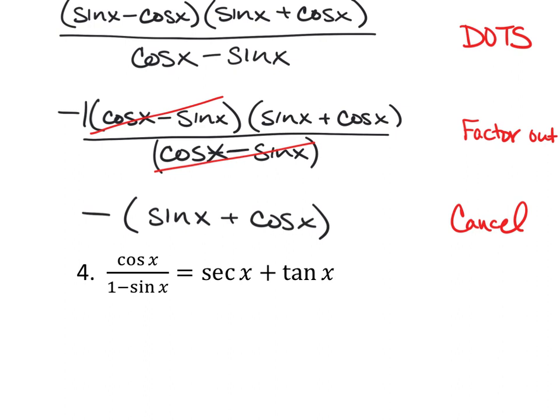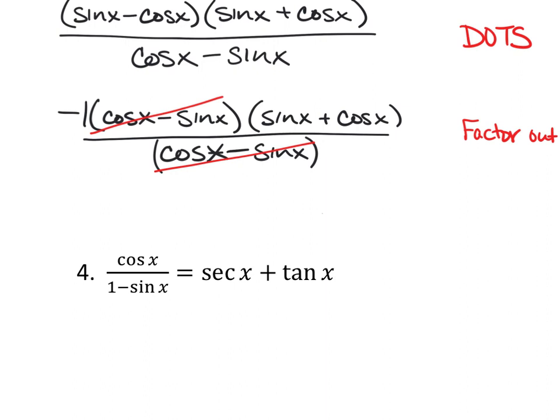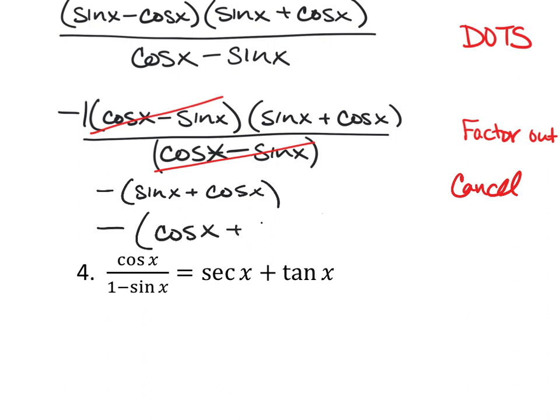Now I'm not erasing to write anything else. I just ran out of room and I can't draw to the side. So this would be negative sine of x plus cosine of x. And that's because, again, I canceled. So I just rewrote it smaller. The last step would be negative cosine of x plus sine of x. And the reason we did that is called rewrite.